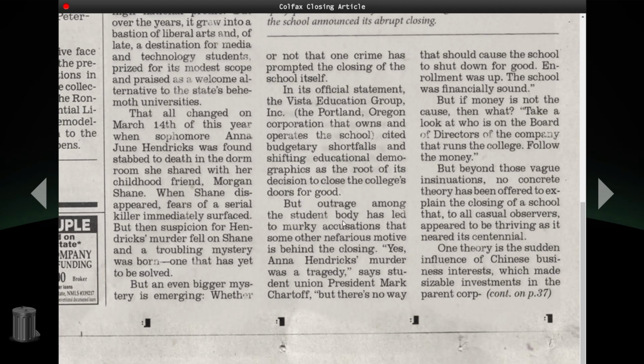But outrage among the student body has led to murky accusations that some other nefarious motive is behind the closing. Yes, Anna Hendricks' murder was a tragedy, says Student Union President Mark Chartoff. But there's no way that should cause the school to shut down for good. Enrollment was up, the school was financially sound, but if money is not the cause, then what? Take a look at who was on the board of directors of the company that runs the college. Follow the money. But beyond those vague insinuations, no concrete theory has been offered to explain the closing of a school that, to all casual observers, appeared to be thriving as it neared its centennial. One theory is that sudden influence of Chinese business interests, which made sizable investments in the parent corp. And then it continues on page 37.